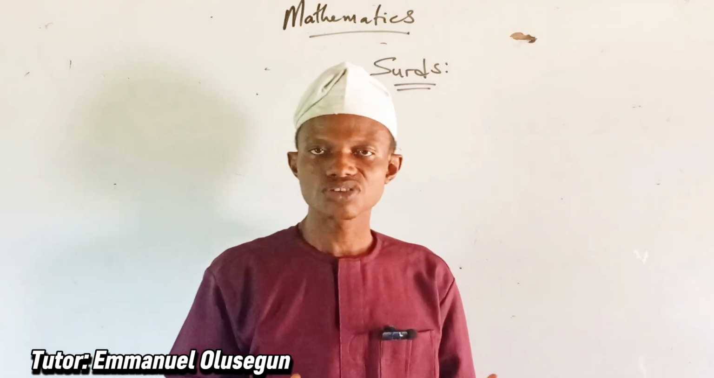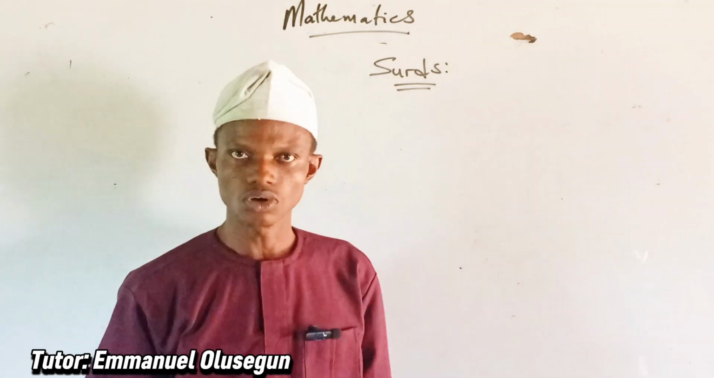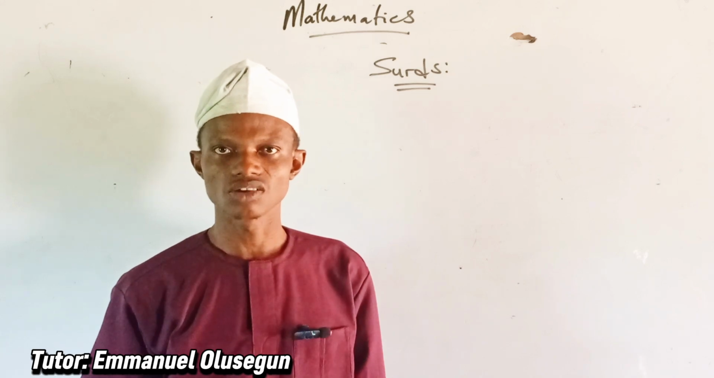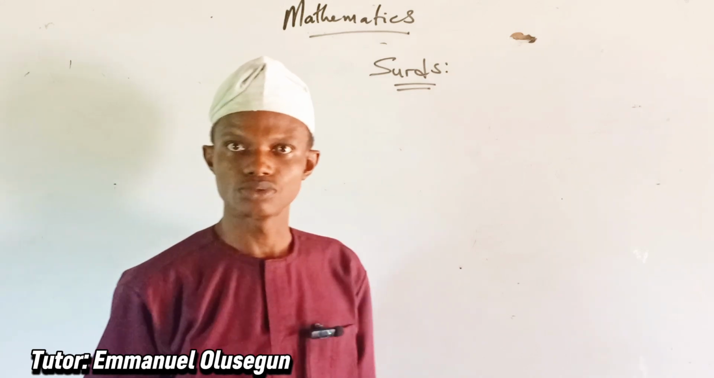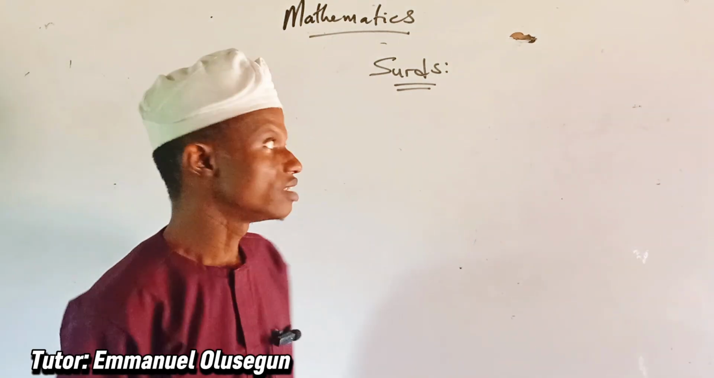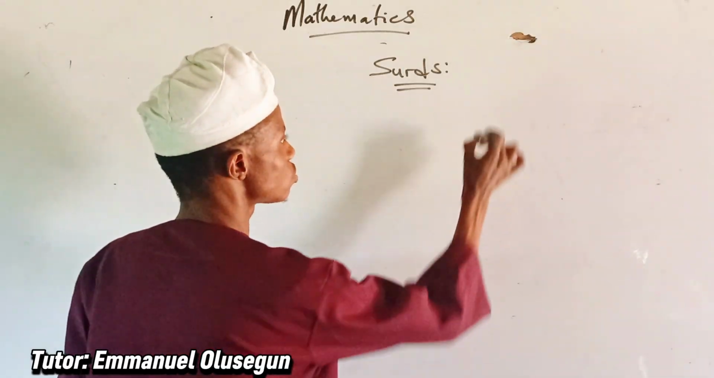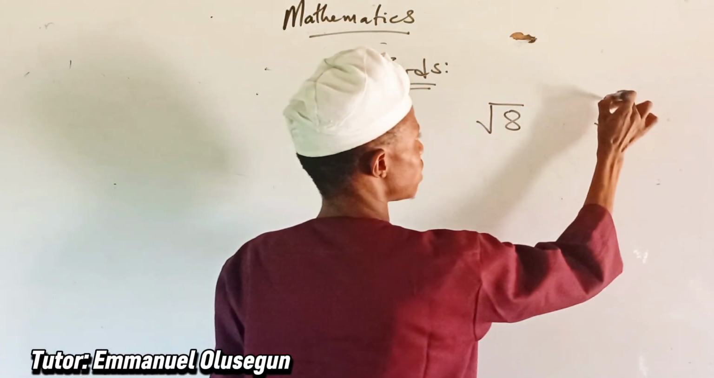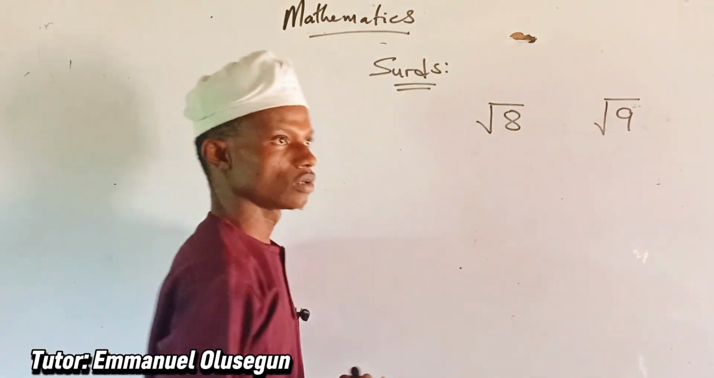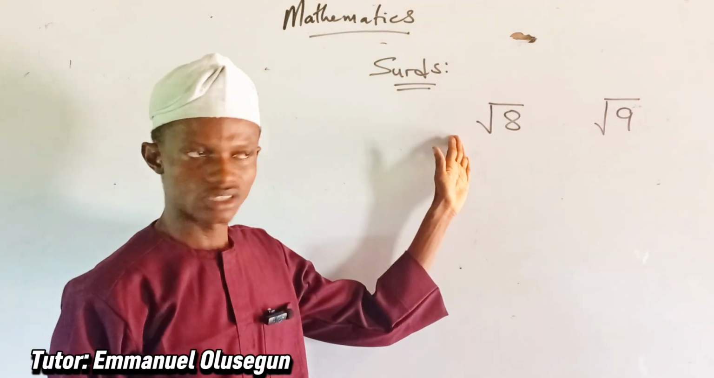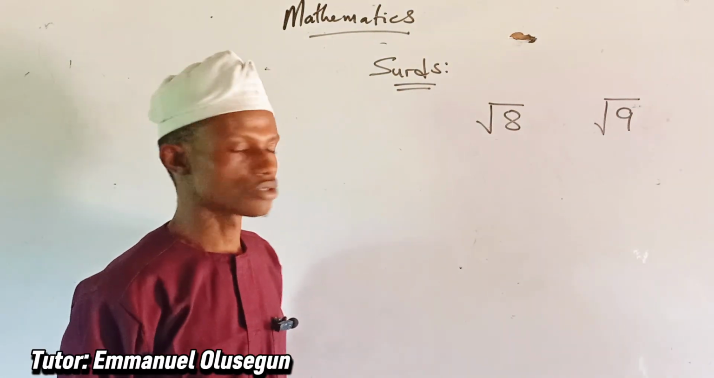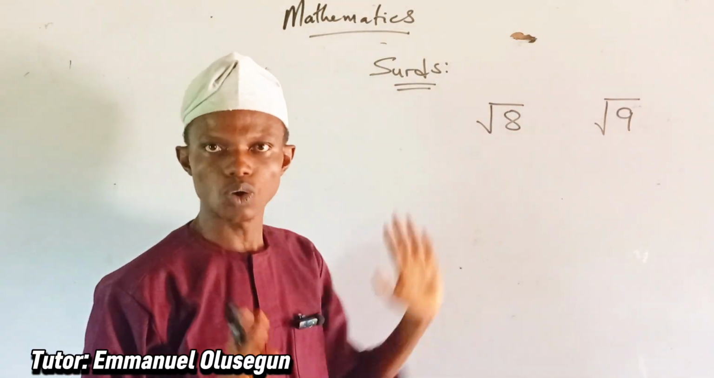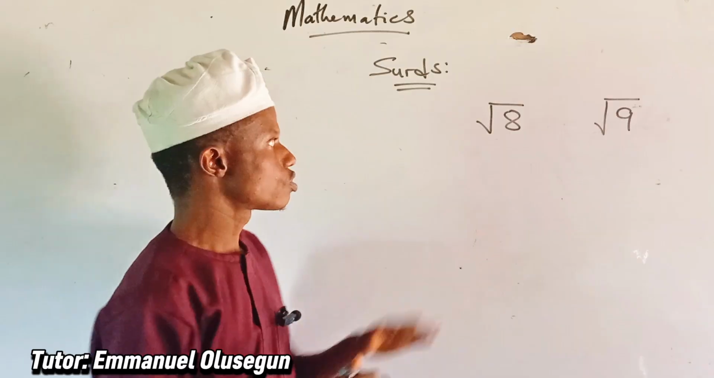Okay, now surds are the square roots or cube roots of numbers whose result is an irrational number. Now let me give you an example to corroborate what I'm saying. Now look at the square root of 8 and the square root of 9. One of these is a surd and the other is a perfect root. Let's start with 9. The square root of 9 is 3, a whole number, an exact root.